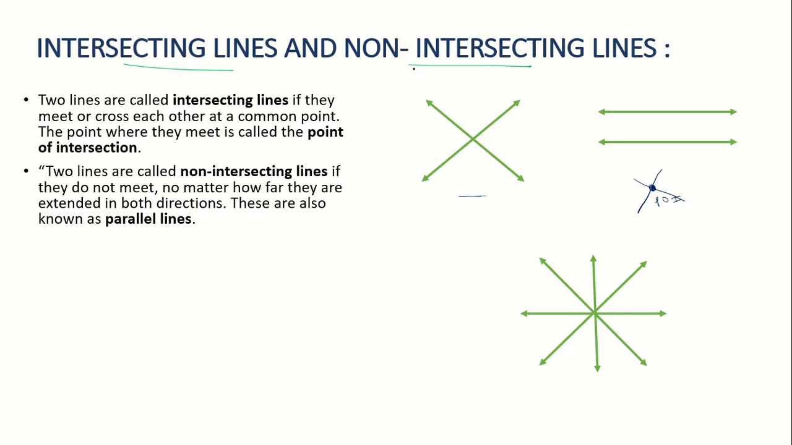Next, what are non-intersecting lines? Non-intersecting lines are lines that never meet. No matter how far you extend them in either direction, they never meet. So two lines never meeting or crossing each other are called non-intersecting lines. These lines are also called parallel lines.